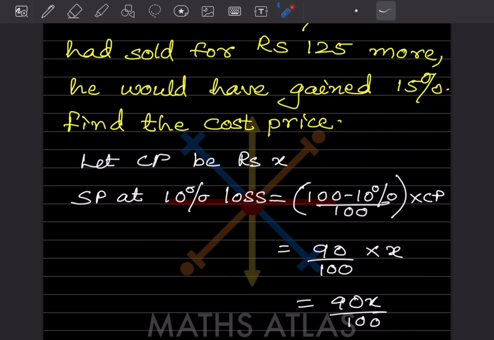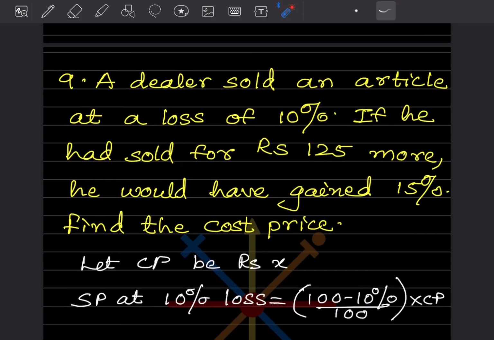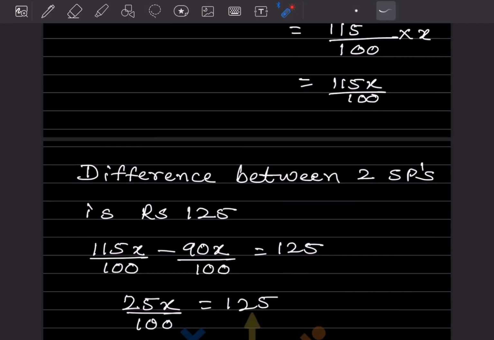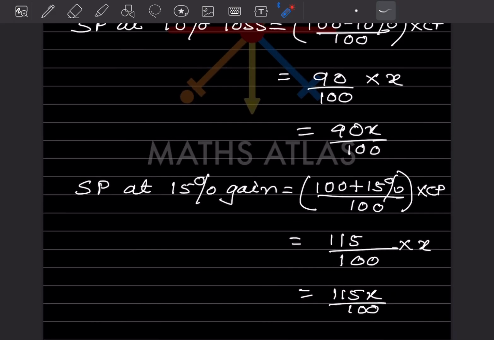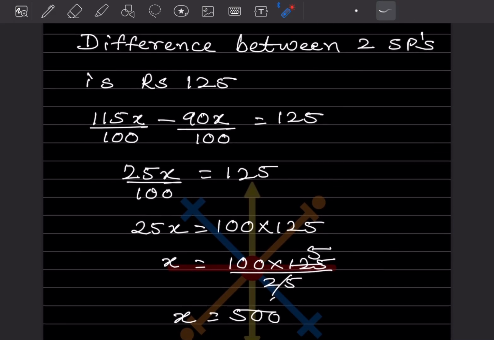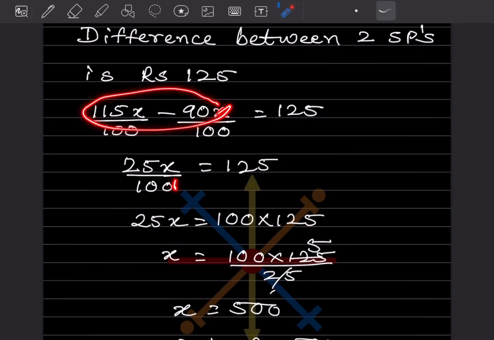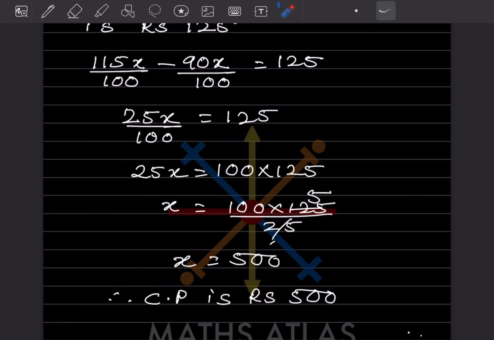Now we are going to take the difference, because it is given here that if he had sold for rupees 125 more. So the difference between the two SPs, that is the selling prices, is 125. So this minus this one is 125. So this will be 25x divided by 100 is 125. So 25x is, this will go to this side, 100 into 125. So x is going to be 100 into 125 divided by 25. This is multiplication, so it will get divided. So this is going to be 500. So the cost price is rupees 500.